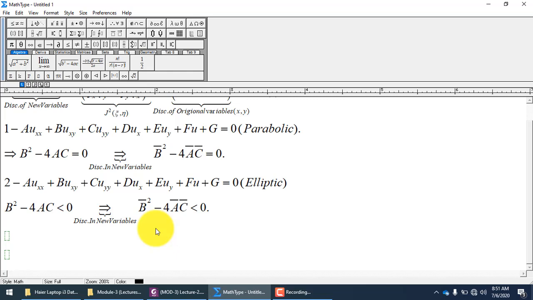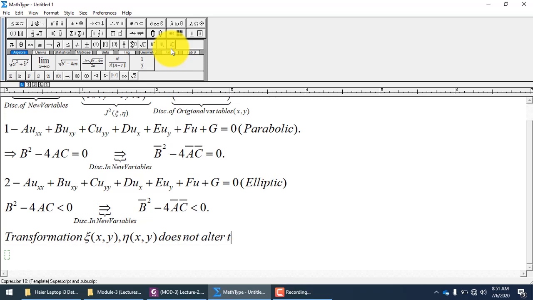We concluded that the transformation, which is xi and eta, xi a function of x, y, and eta also a function of x, y, does not change or alter the type of partial differential equation.